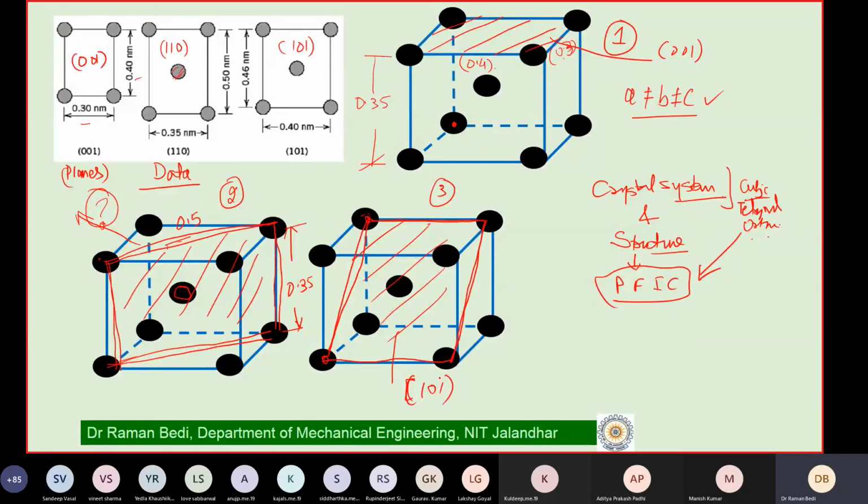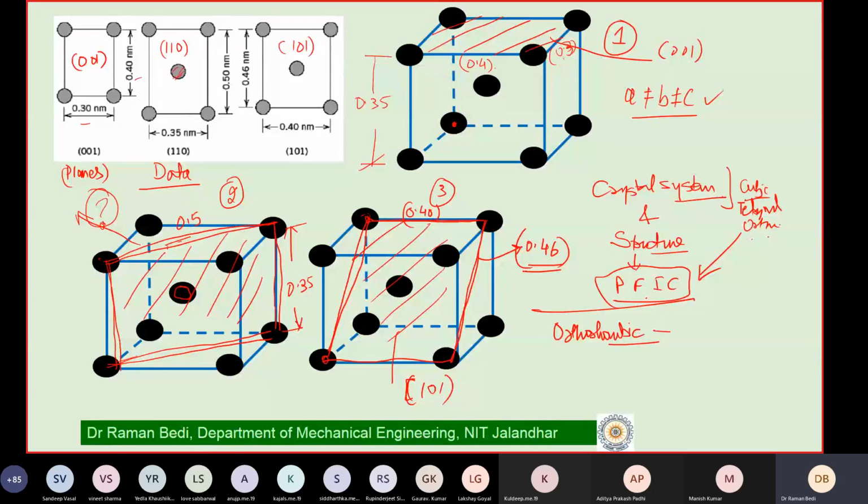101 plane, and its dimensions are also shown to you. 0.40 is the upper side, and the diagonal happens to be 0.46. So from this information, we shall be able to decide that this crystal structure happens to be orthorhombic. What? P, F, I, or C?